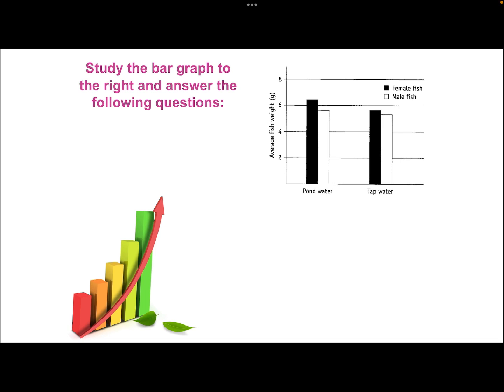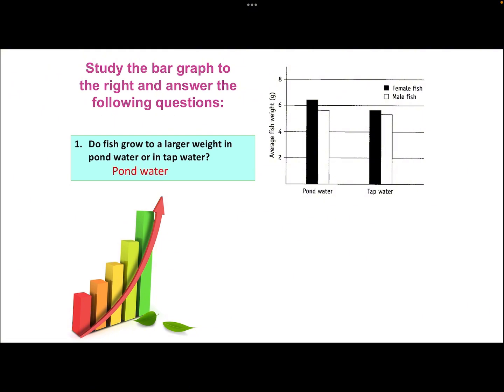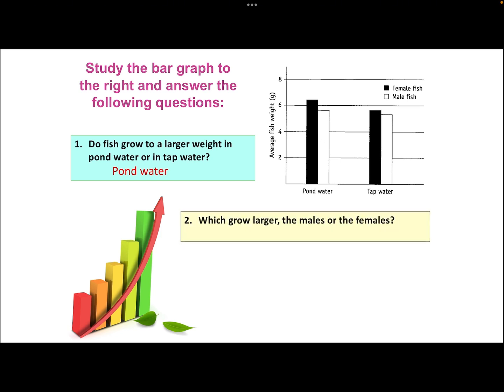Let's take a look at bar graphs and try to analyze some bar graphs. Study the bar graph to the right and see if you can answer the following questions. Do fish grow larger in weight in pond water or in tap water? The answer is that they grow larger in pond water. Which grow larger, the males or the females? The females grow larger in both cases.